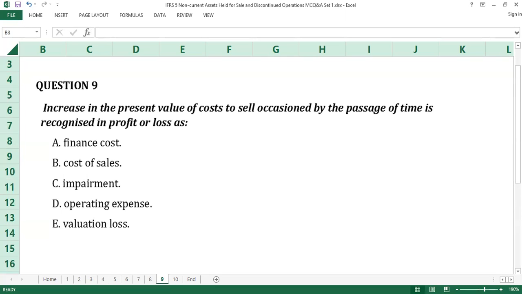Question number 9. The answer to question number 9 is A. Finance cost. When the sale of a non-current asset classified as held for sale is expected to occur beyond 1 year, an entity measures the cost to sell at their present value. Any increase in the present value of the cost to sell that arises from the passage of time is presented in profit or loss as a finance or financing cost. A is the answer to question number 9.